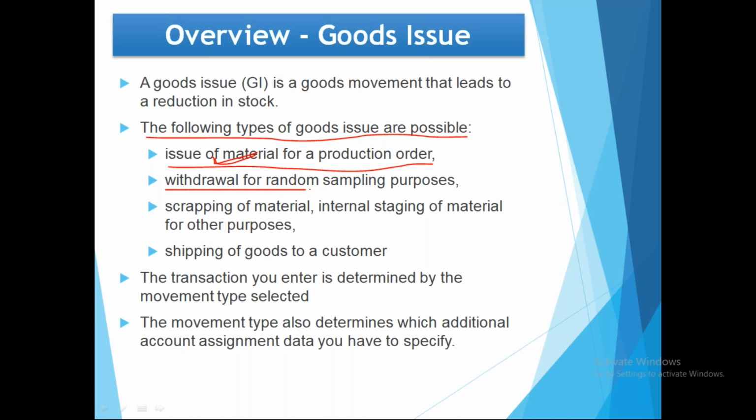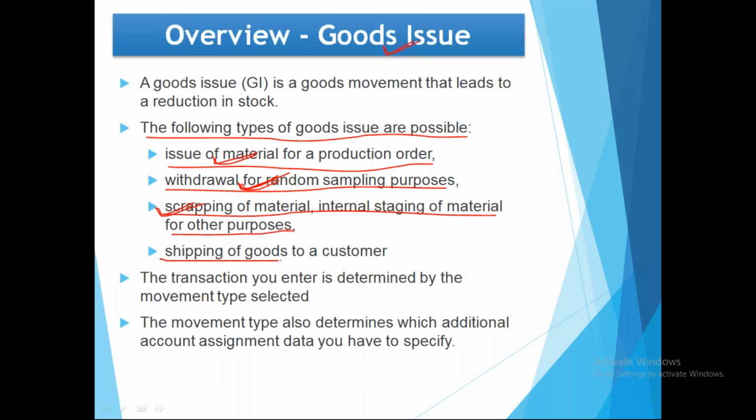And withdrawal for random sampling purposes. That means the quality people will do the quality inspection. At that time they need some material samples, so for that you will do goods issue. And scrapping of material, internal staging of material for other purposes. Let's say in your company there is some material, and you decided that it can no longer be used, so at that time you will do the scrapping of the material. That also comes under goods issue.